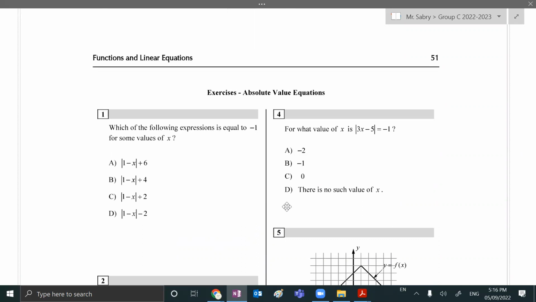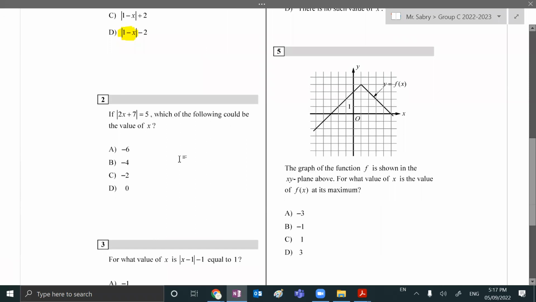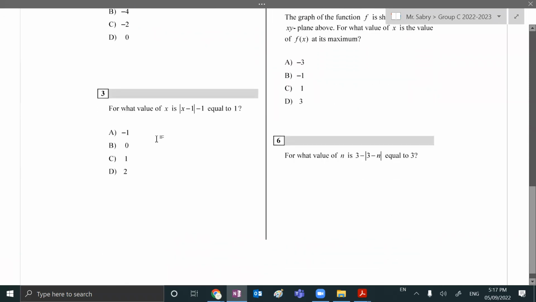Mister, is it B? True. No? True, 100% true. Because if this is positive minus something, that could give me a negative value, but positive plus anything would never be a negative value. Think of number 3.